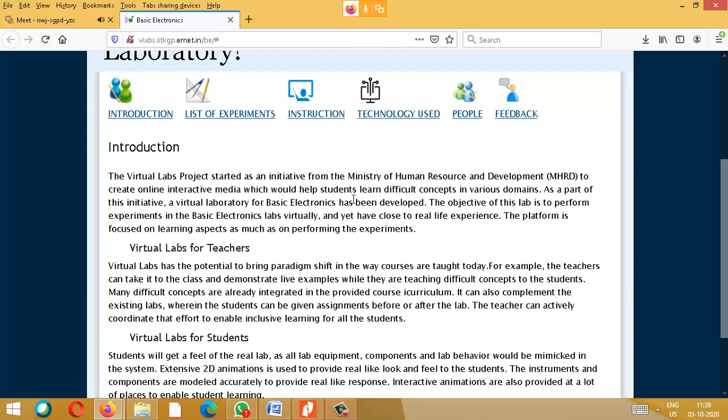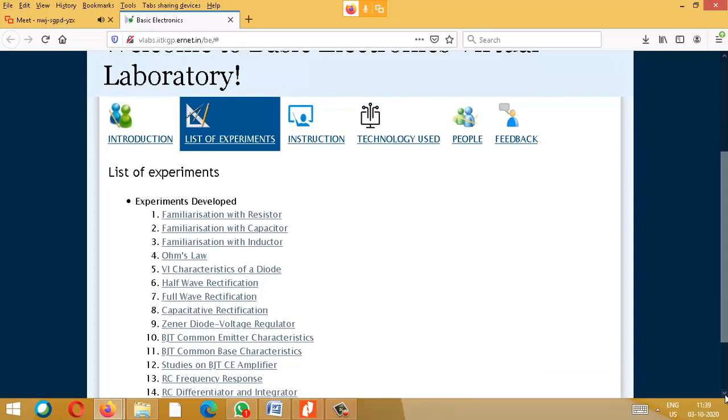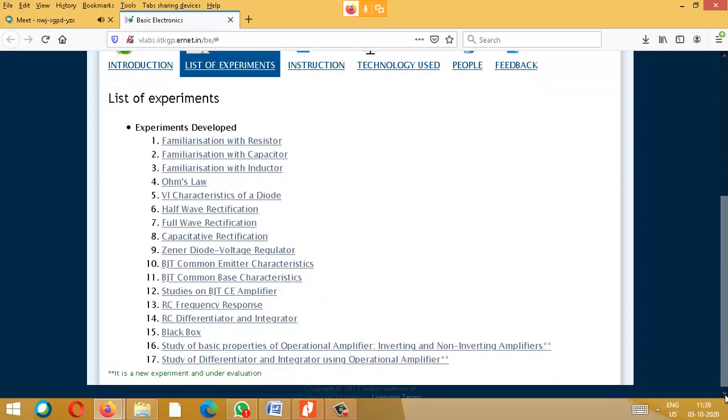They have given some introduction and then a list of experiments. Some experiments we will do here, and the rest we will do separately. The first one is the VI characteristics of a diode. Then the VI characteristics of the Zener diode is similar; I will tell you how to do it. First we will see experiment number 5, then experiment number 9. Then the half wave and full wave rectifier is there for us. Then BJT common emitter, common base and common collector characteristics are in our syllabus.